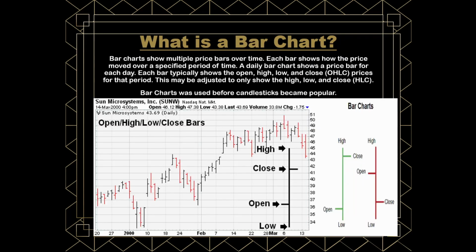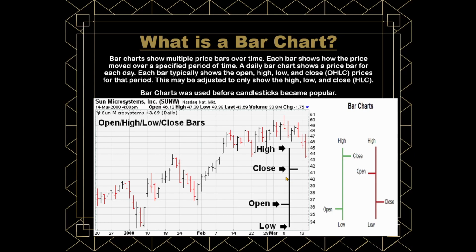Bar charts show multiple price bars over time. Each bar shows how the price moved over a specific period of time. A daily bar chart shows a price bar for each day. Each bar typically shows the open, high, low, and close (OHLC) prices for that period. This may be adjusted to show only the high, low, and close (HLC). Bar charts were used before candlesticks became popular. Bar charts are very similar to candlestick charts, but candlestick charts are more appealing than bar charts.